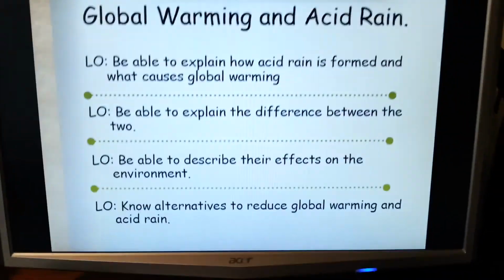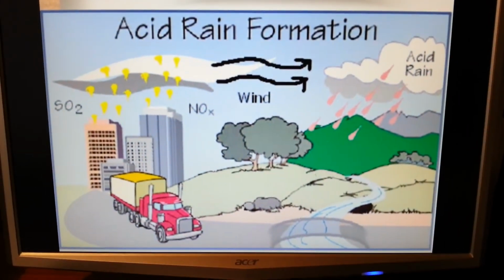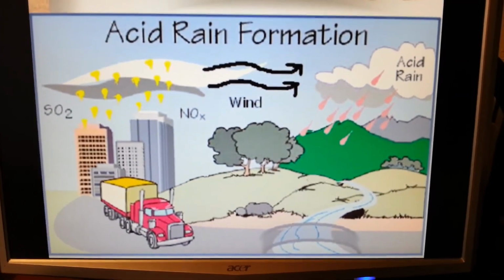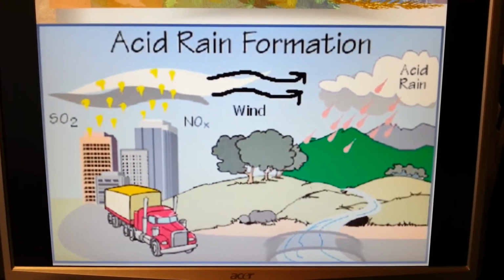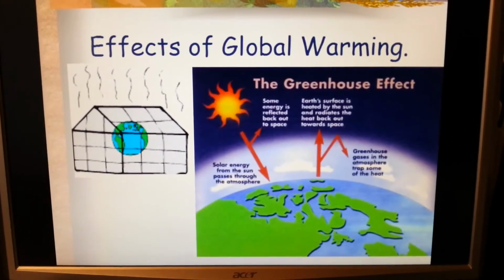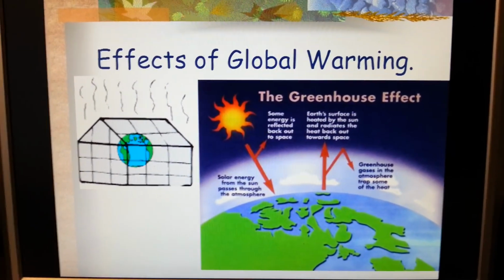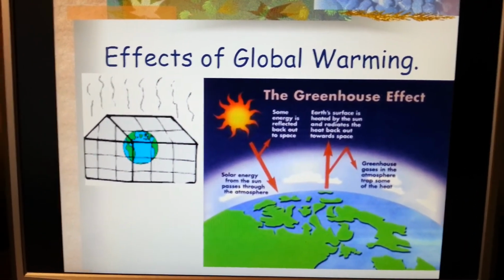If we go back to the computer, we can see here the acid rain formation, the sulfur dioxide and NOx, nitrogen dioxide mainly. The wind blows it across the land and then it rains as acid rain. Let's go back to global warming. What are the effects? You can see the Earth there in the greenhouse. It is sometimes called the greenhouse effect.